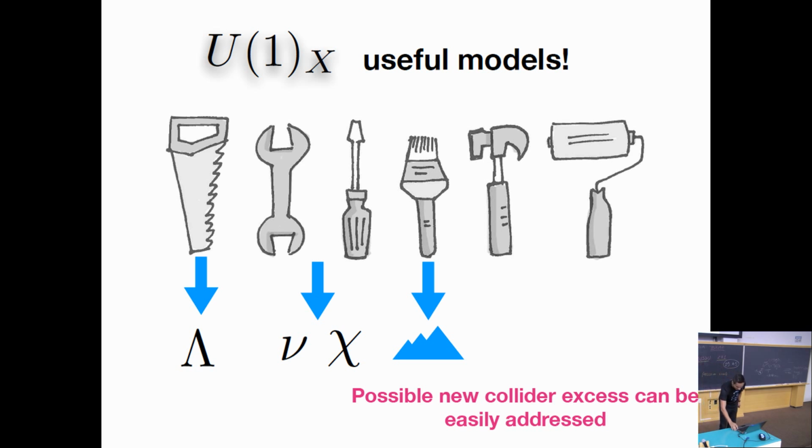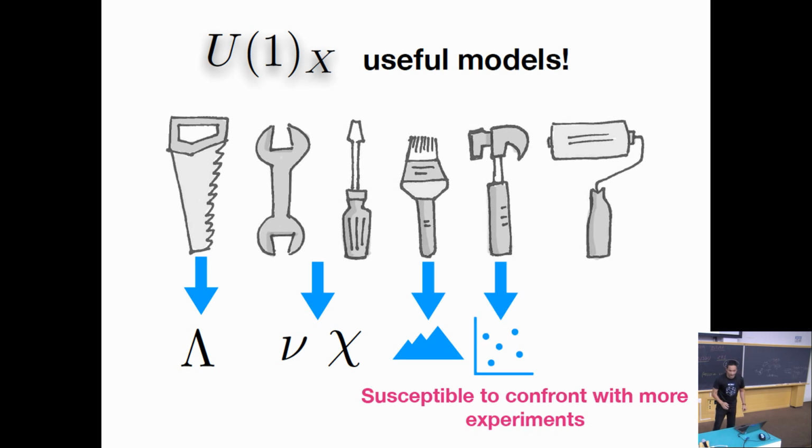One important thing, and perhaps the one I like most, is that these kinds of models are susceptible to confrontation with different experiments, coming from dark matter and from collider searches for other particles. So we can confront all of those searches and then try to find or rule out the model. So it's cool in that sense.